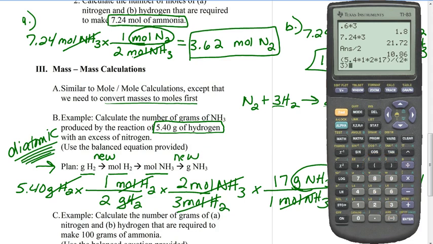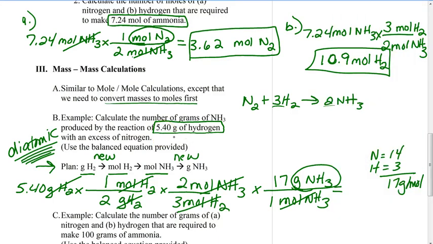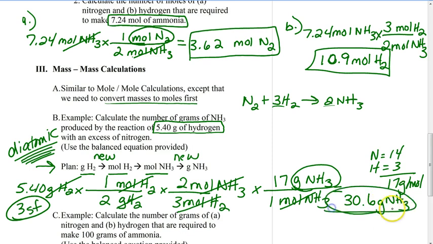Notice how I did this all laid out in one step. I am minimizing my mathematical error. I'm going to put it all in my calculator in one step, use my parentheses correctly, hit enter, and get my answer. So I get 30.6. How many sig figs should I have? 5.40 is what I have to start, so I should have 3 sig figs in my answer. So the answer will be 30.6 grams of ammonia. Solid.